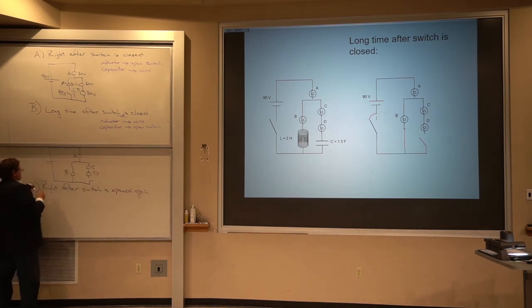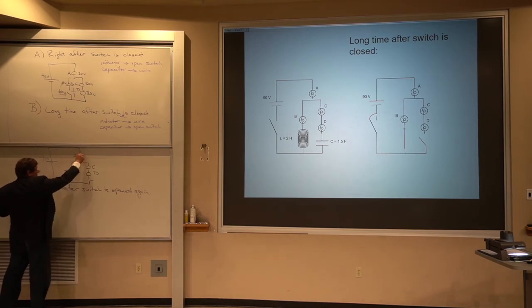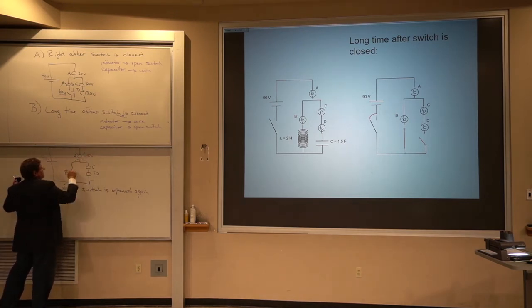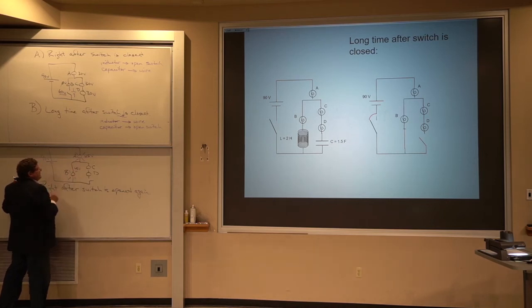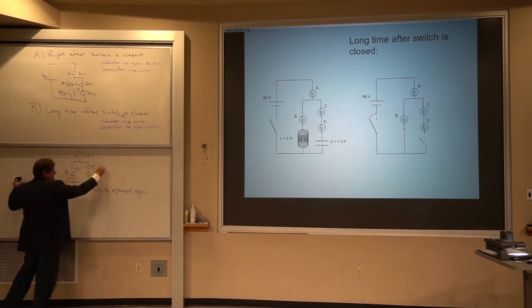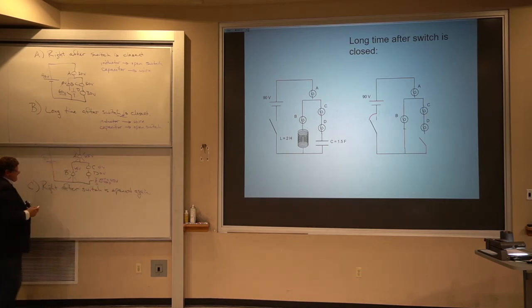So now, if this is a 90 volt battery, these two are going to be in series with each other, and they have to have the same number of volts across them. So that's going to be 45 volts, that's going to be 45 volts, and this is going to be 0 volts, and this is going to be 0 volts, which means the voltage across the capacitor will be 45 volts. Okay?